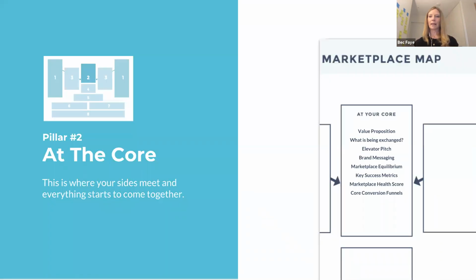Okay, so that's it for pillar number 1. Now, pillar number 2, at your core. This is where everything starts to come together. You have your value proposition. You have what's actually being exchanged. You have things like your elevator pitch, your brand messaging, marketplace equilibrium, your key success metrics, your marketplace health score, and your core conversion funnels.